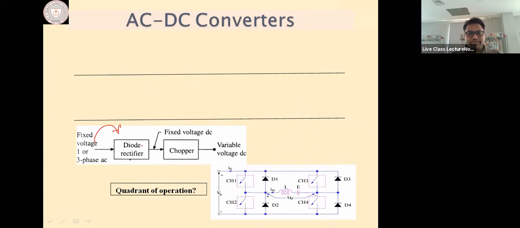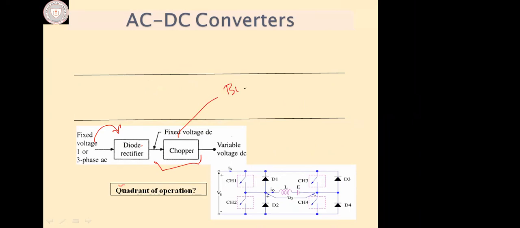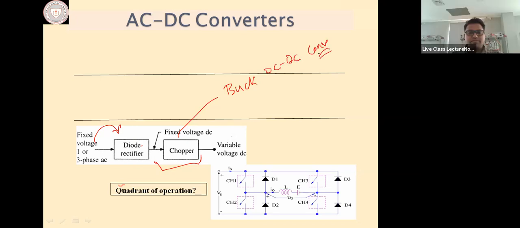And then you can employ a chopper. Chopper, I hope you know. What is that chopper? Here you can have a buck converter, or a boost converter. Yes, you can have here a buck converter if you want to decrease the voltage, say it is 230 volt AC.